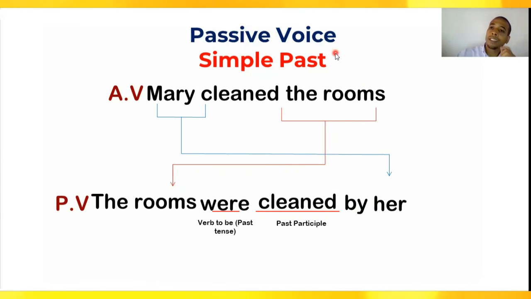Passive voice, simple past. You can also drop this if you want. You don't want to make emphasis in this part. You can say the rooms were cleaned, and it is also an option. You can find this. That is a third option in there. You don't want to mention the person that did this.